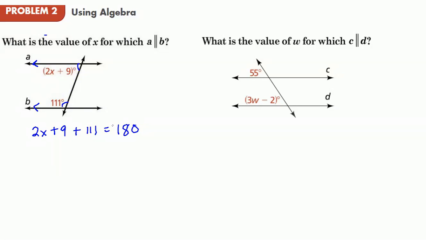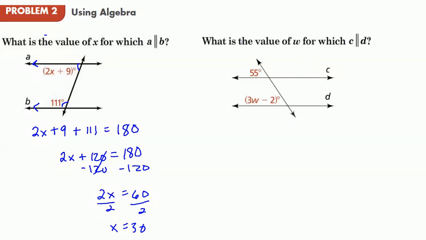So we're going to go ahead and solve for x. So we have 2x plus 120. 120 is 111 plus 9. It's going to equal 180. Subtract 120 on both sides. And so 2x is going to equal 60. Therefore, x is going to equal 30.